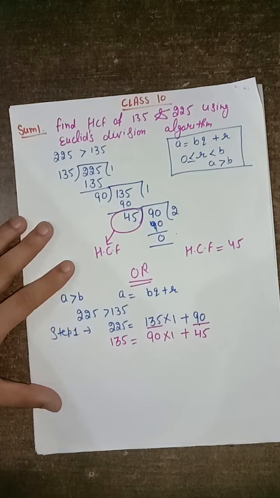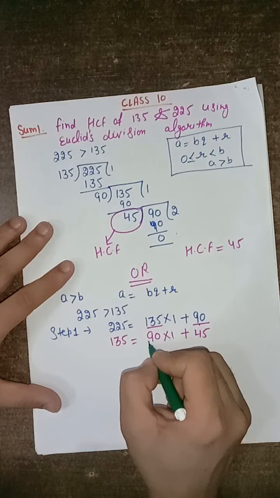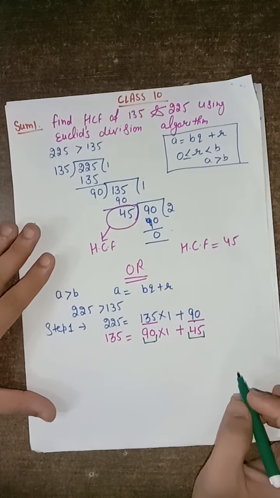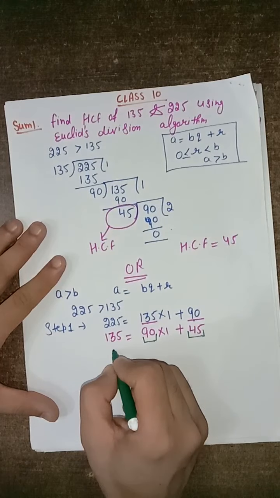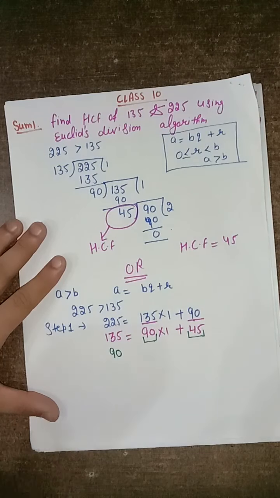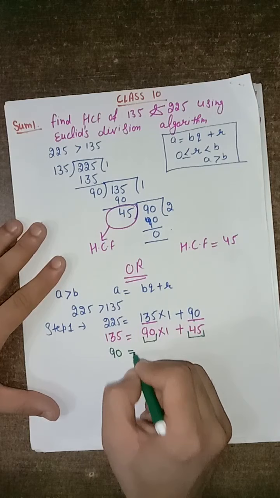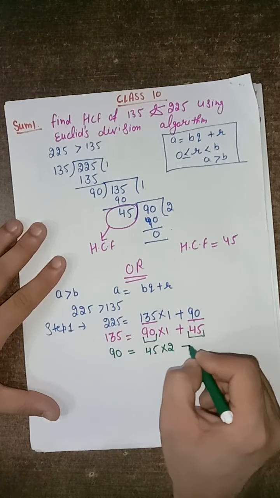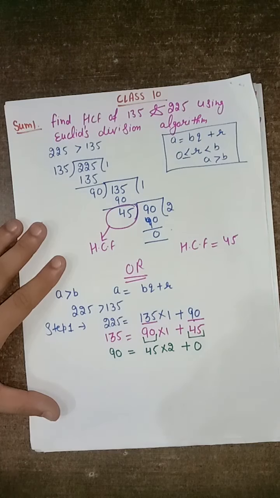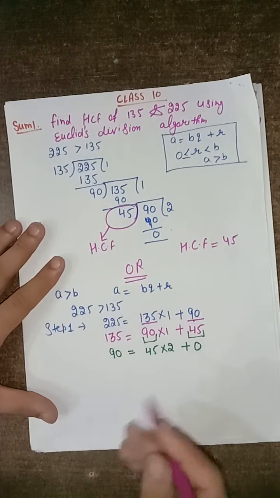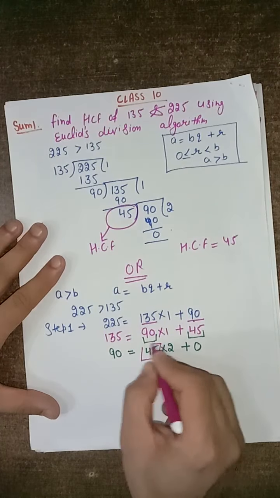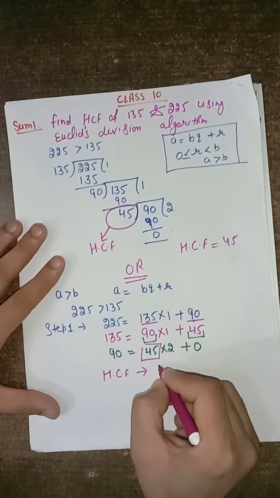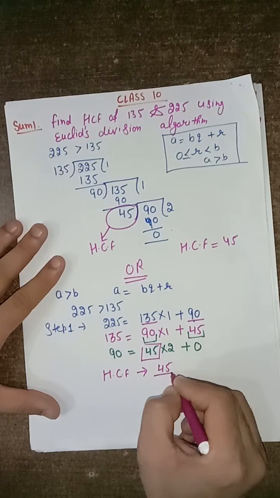This will multiply with quotient 1 and the remainder will be 45. But again the remainder is not 0, so we will apply Euclid's division lemma on 90 and 45. 90 is written as the dividend and 45 as the divisor, into 2 plus remainder 0. Now the remainder is 0, so this 45 is written as the HCF. Our highest common factor is 45.